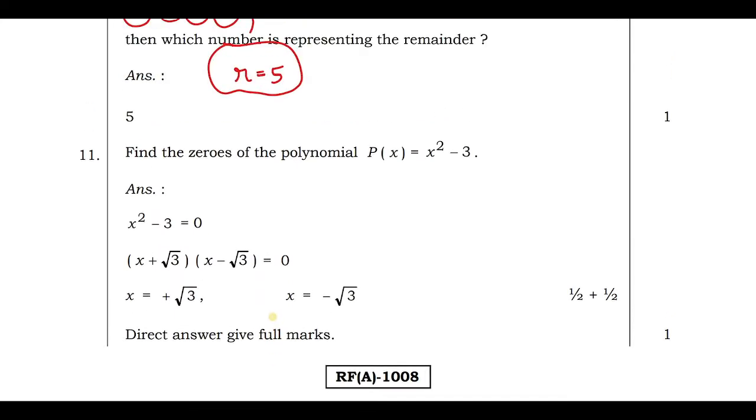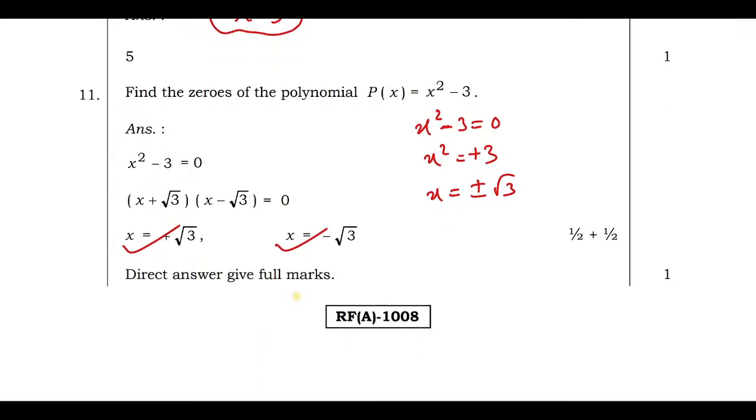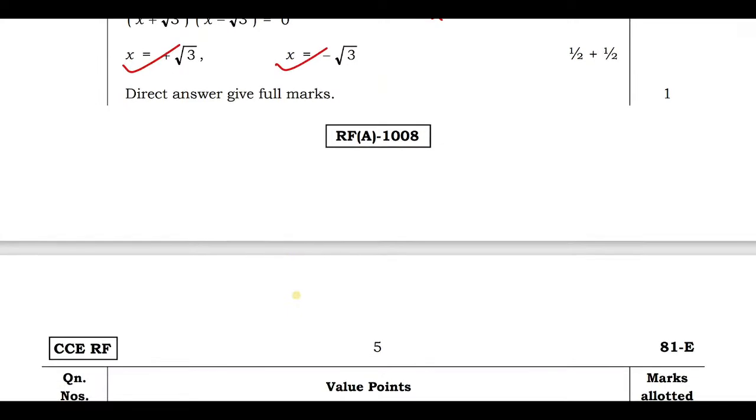Find the zeros of the polynomial p of x equals x square minus 3. Now x square minus 3 equals 0. X square equals plus 3 after shifting. Now x equals plus or minus square root of 3. Therefore x equals plus root 3 or x equals minus root 3. Or you can write in the form of a plus b and a minus b, you get the same answer.